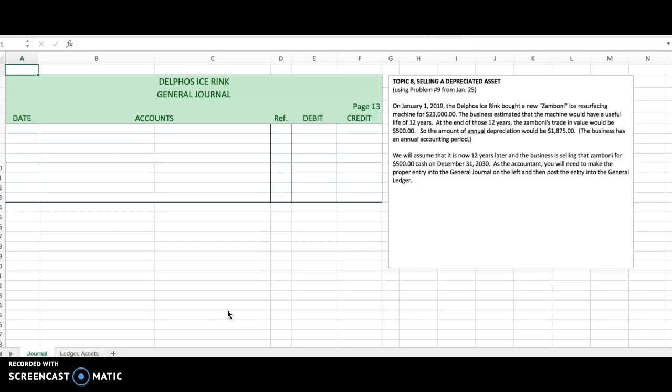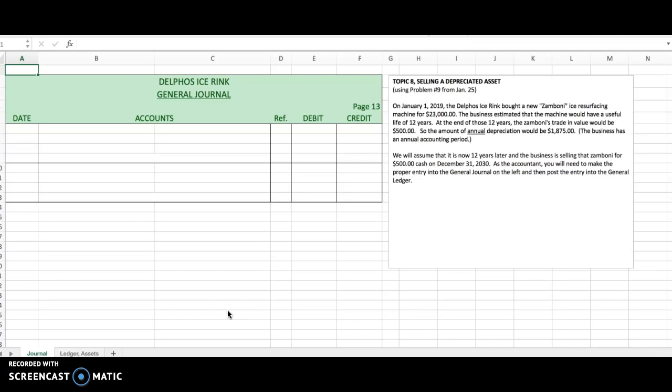business uses. So we're going to look at a video here that will show what happens at the end of that long period of time when the asset wears out and we either sell it for a salvage value, or we trade it in, or we simply get rid of it. So we'll take a look at how that works.